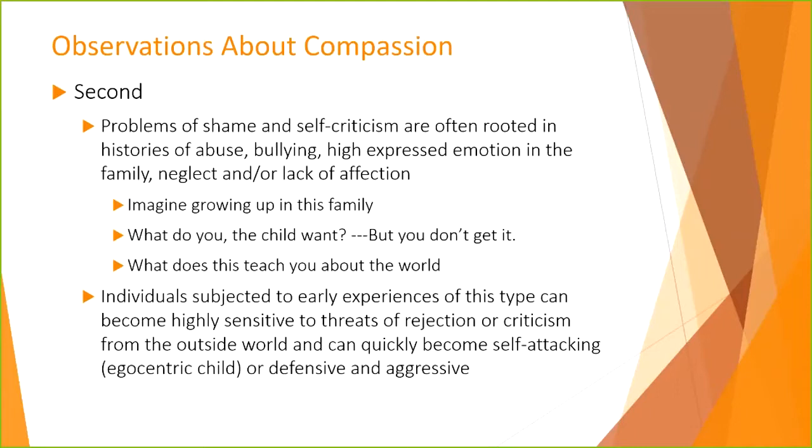So again, imagine growing up in this family, and we've talked about the fact that young children don't have the ability to look at multiple explanations for something. They see things as all or nothing, black or white. So growing up in a family where there's abuse, a lot of times kids take it and say, I must have done something, I must be bad. They internalize those messages.